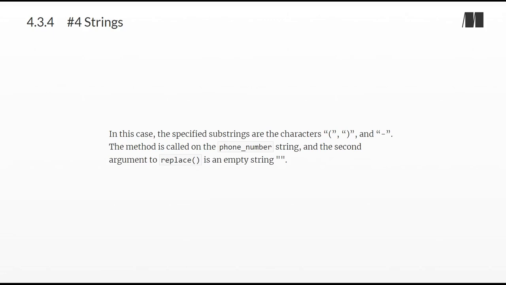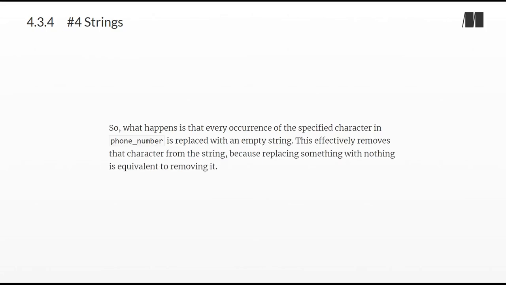In this case, the specified substrings are the characters open parenthesis, close parenthesis, and hyphen. The method is called on the phone number string, and the second argument to replace is an empty string. So, what happens is that every occurrence of the specified character in phone number is replaced with an empty string. This effectively removes that character from the string, because replacing something with nothing is equivalent to removing it.